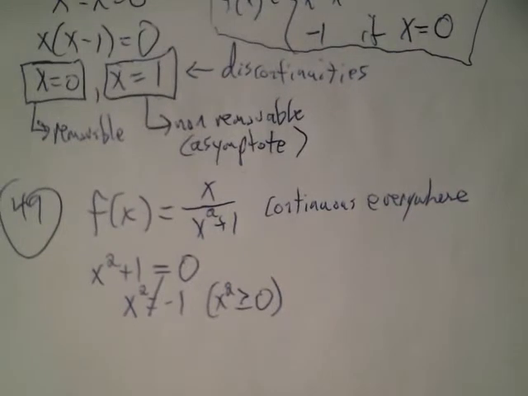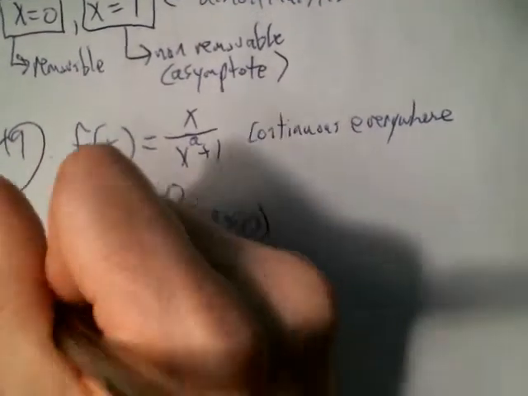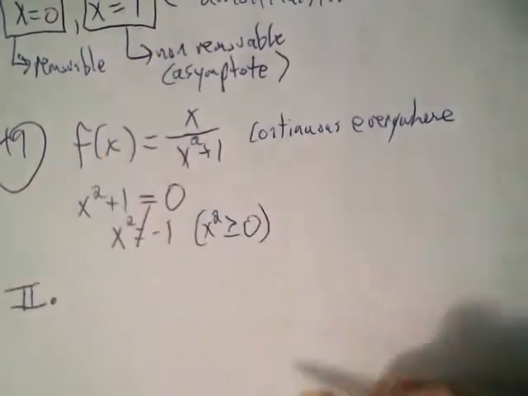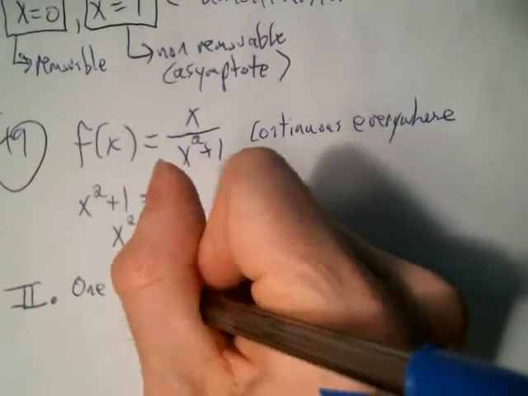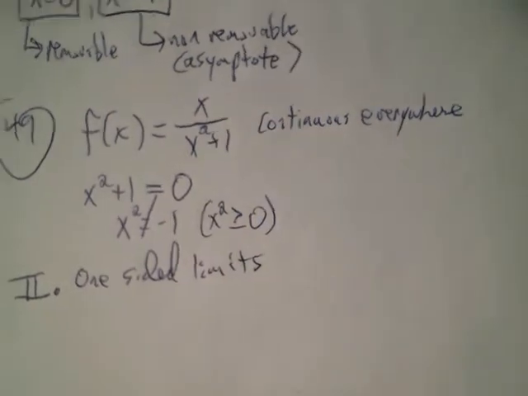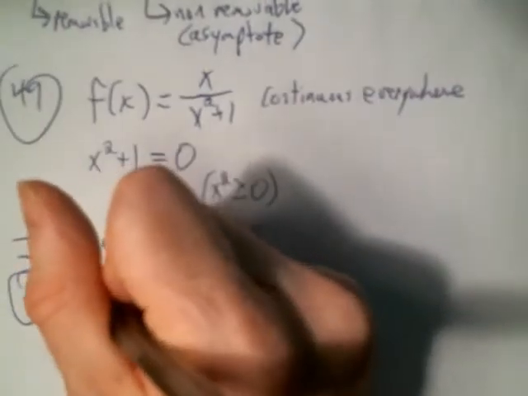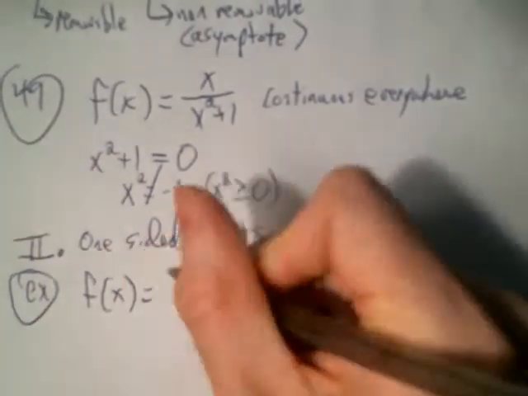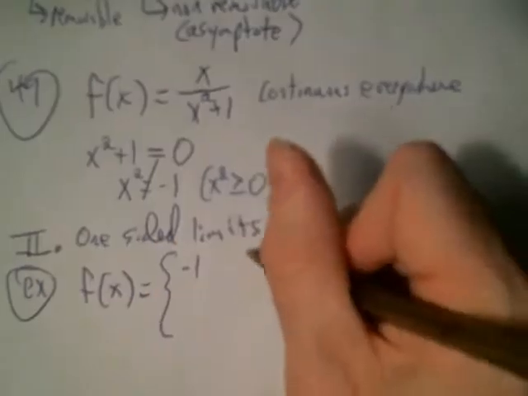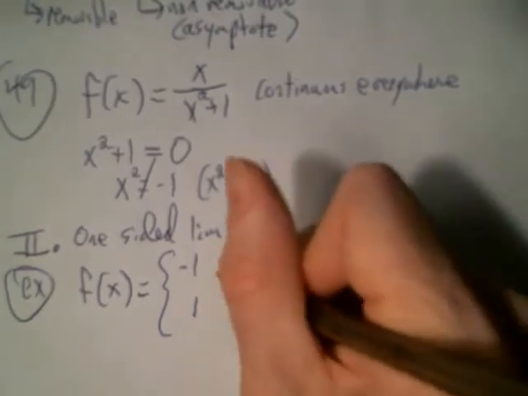Okay, all right. One-sided limits. In certain circumstances, and we've already looked at this prior to this section, we dealt with limits that failed to exist. The example we looked at was a piecewise function that's -1 when x is less than 0, and then +1 when x is greater than or equal to 0.